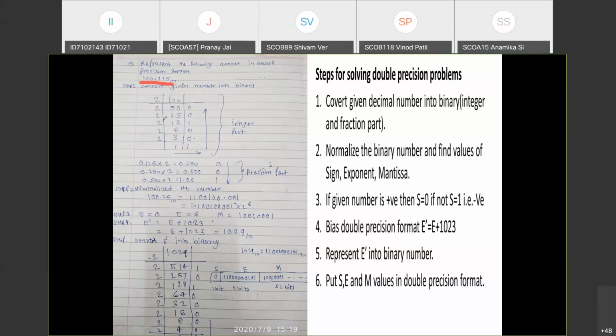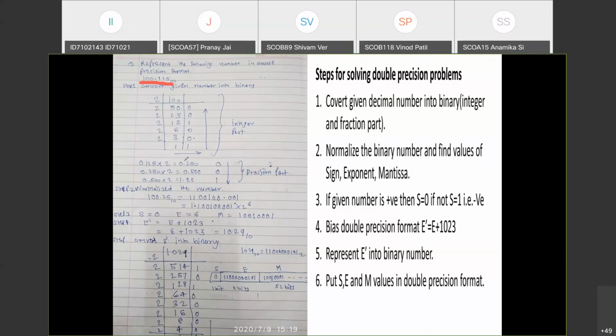Again 25 divided by 2 gives 12, and the remainder is 1, which is kept here. Again 12 divided by 2 gives 6, remainder 0. Then 6 divided by 2 gives 3, remainder 0. Again 3 divided by 2 is 1, remainder 1. Keeping the bits according to the arrow direction, the binary representation of 100 is 1100100.